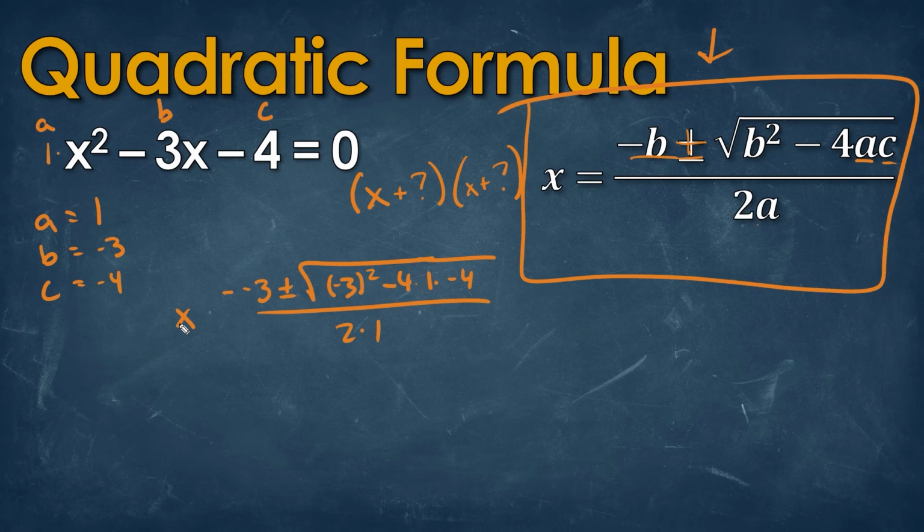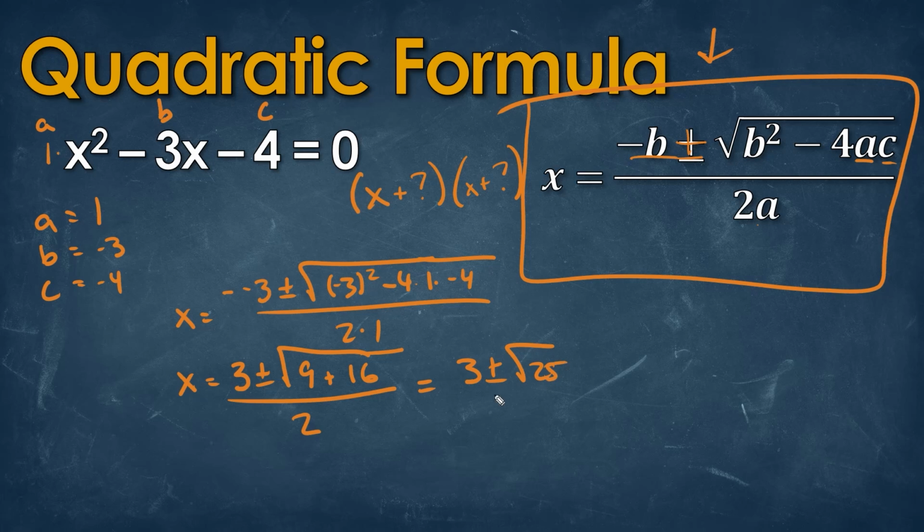Now we can simplify this out for x. So x would be equal to negative times a negative will be positive 3, plus or minus the square root of 9. And we have 4 times 1 times negative 4. That's going to be a positive 16 all over 2 times 1, which will be 2. Simplifying this out more, we'd have 3 plus or minus the square root of 25 over 2. And we can actually simplify that square root of 25 to 5. And so now we have 3 plus or minus 5 over 2.